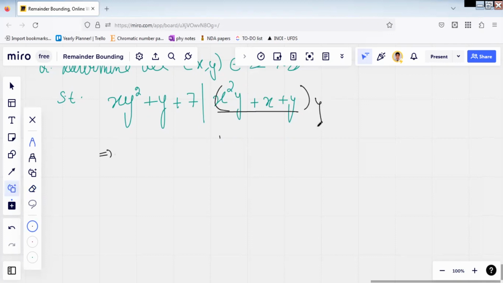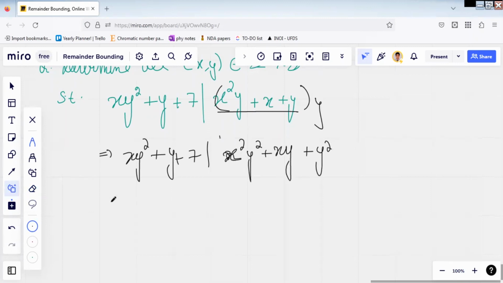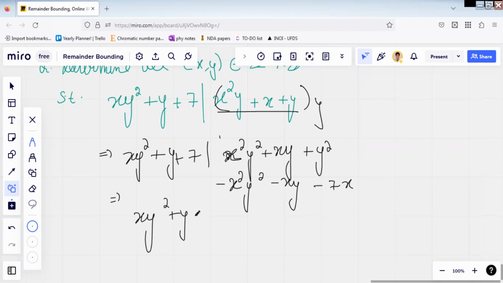Even if you multiply this by y, this thing will still divide this thing, right? So xy square plus y plus 7 divides x square y square plus xy plus y squared. And now we can subtract x times this thing. So we will get that xy square plus y plus 7 will divide y square minus 7x. Now it is a better thing because here you have a 3-degree term and here you have a 2-degree term at max. So considering the less than equal to thing will help a lot more.